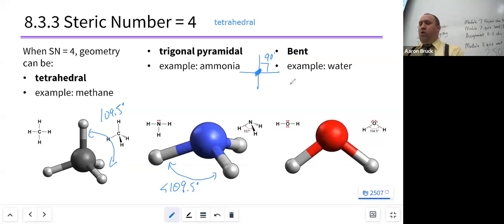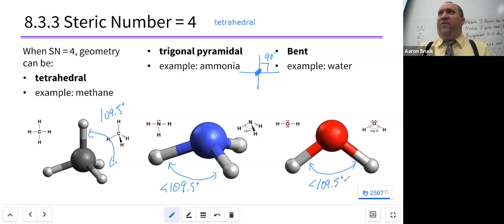If I have two lone pairs instead of just one, I'm back to this bent or V-shaped kind of configuration. Only difference between this V shape, this bent or angular shape, and the one that we saw with steric number 3 is the bond angle itself. Remember, the bond angle in the previous steric number was less than 120. This one's less than 109.5.